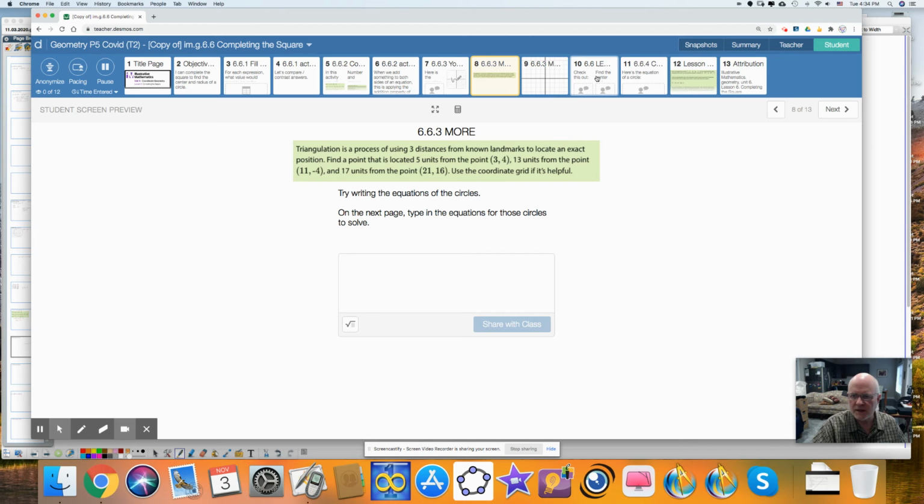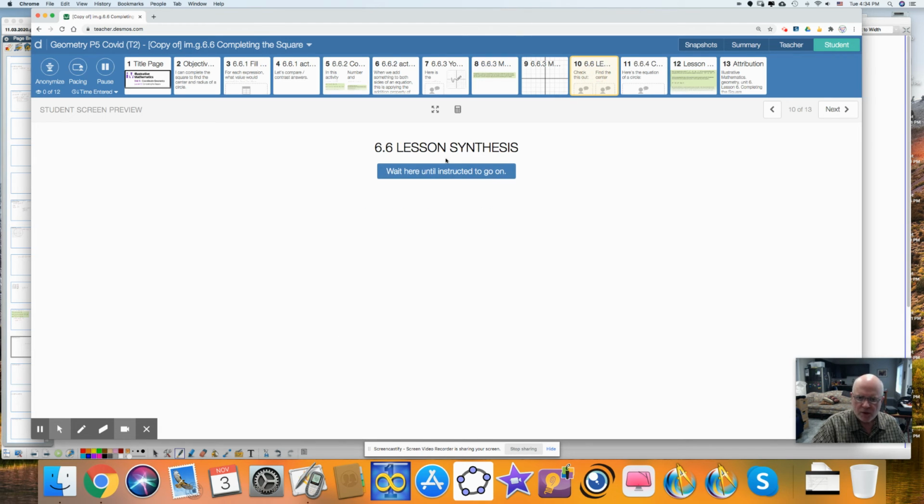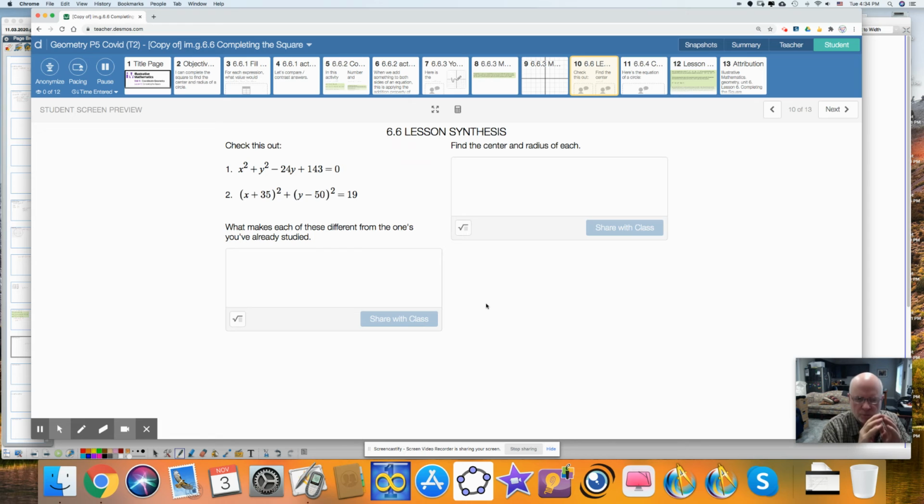It's an enhancement activity. Lesson synthesis. Look at these two equations. What makes them different from the ones that we've seen before? You think about this and then answer this question. You'll notice this x squared does not have an x term next to it. And here we have everything is equal to 0. We've done it equal to 0 before. We could subtract 143 from both sides and then complete the square on each of these.